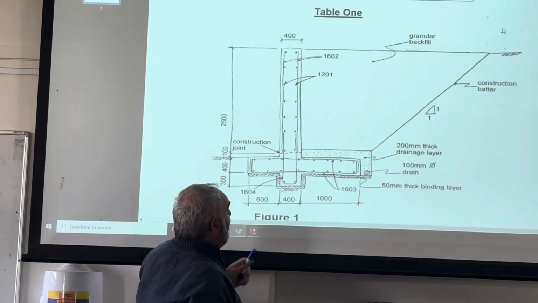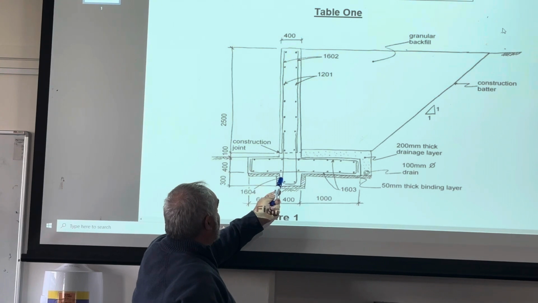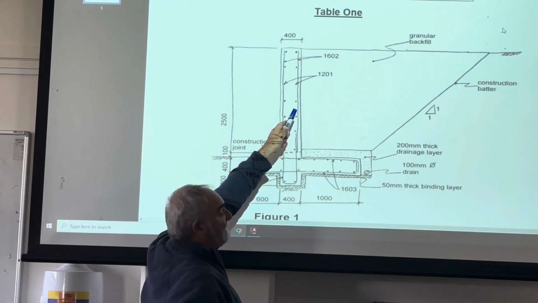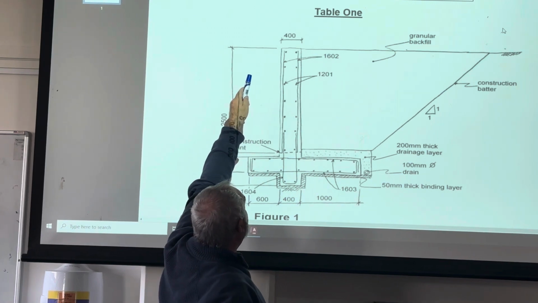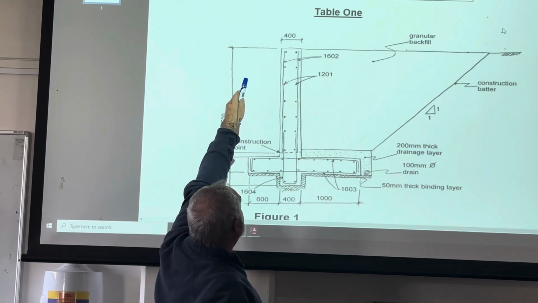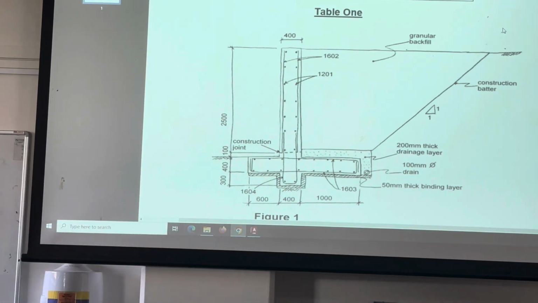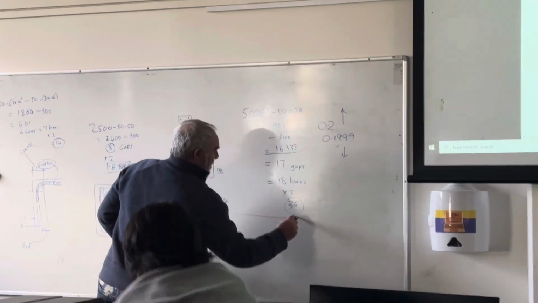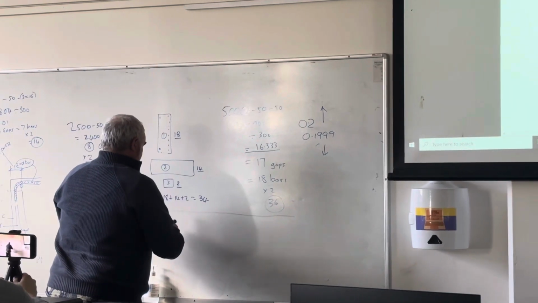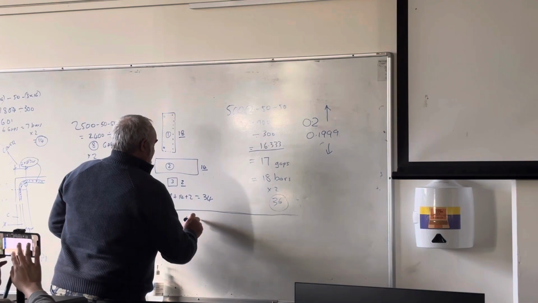Now, first of all, are they both 16mm bars? Yes. So up the top there, it says minimum lap on the 16mm bar is 520. So the lap is 520.